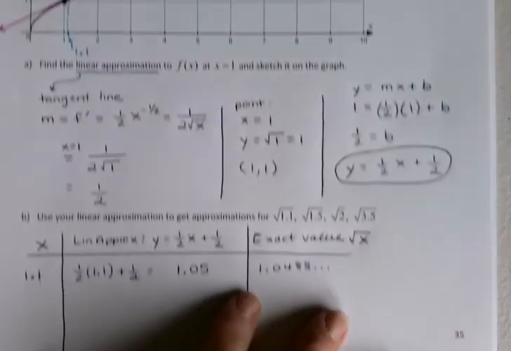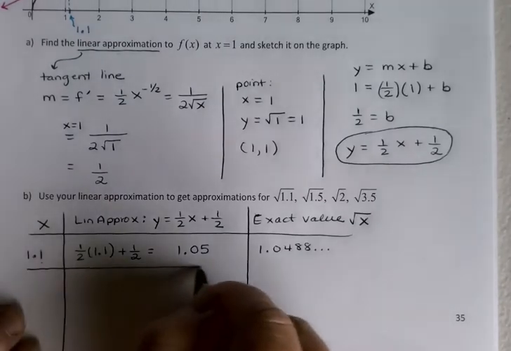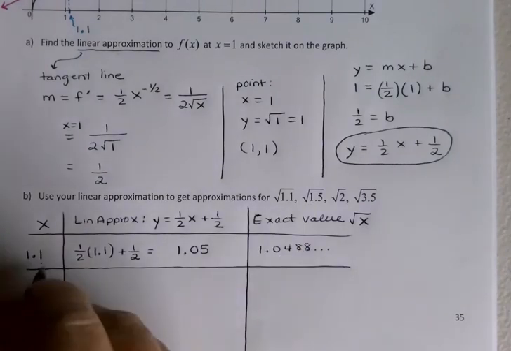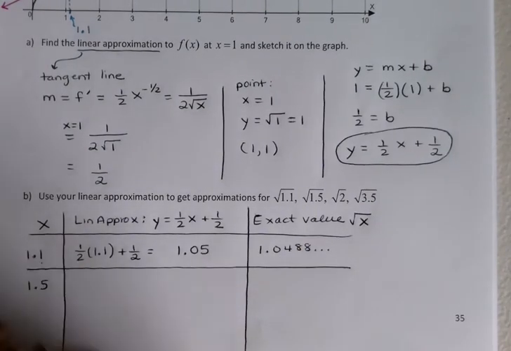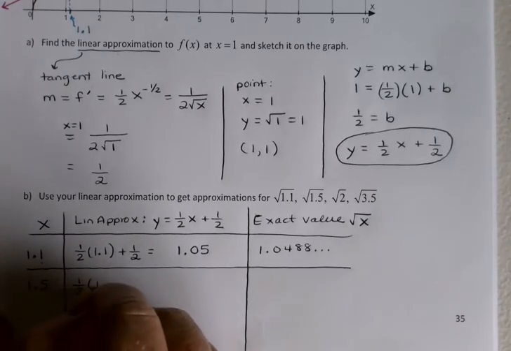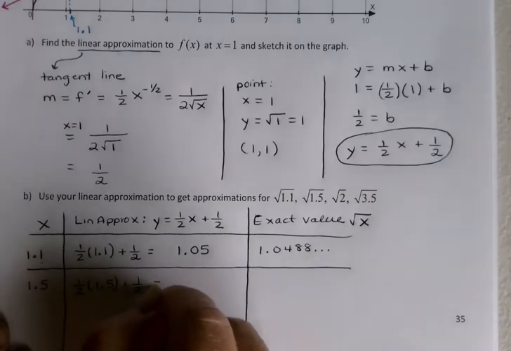All right, let's do a couple more. The next x value that we're asked to plug in is 1.5. And again, I'm going to go ahead and plug it in first to the linear approximation. 1/2 times 1.5 plus a half.